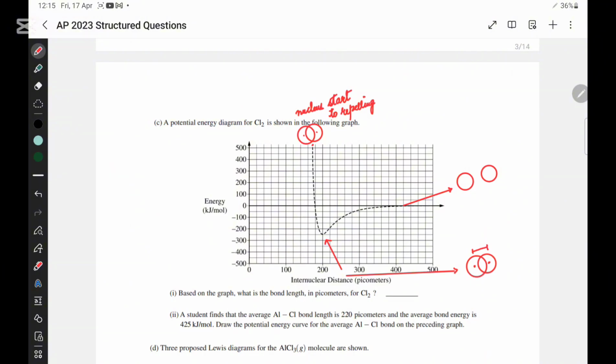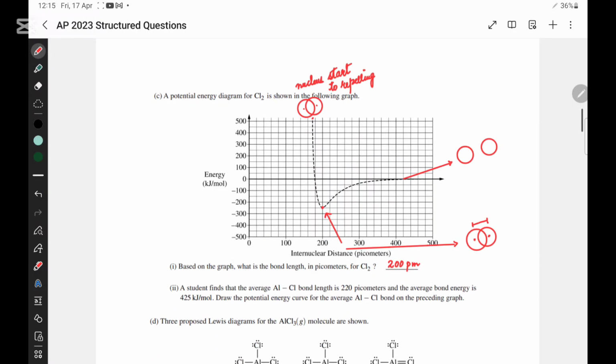Based on the graph, what is the bond length in picometer for Cl2? So the bond length is going to be at this point where the energy is minimum, where it has the proper internuclear distance. So that is going to be 200 picometer. Then a student finds the average AlCl bond length is 220 picometer. And the other thing is that the bond energy is 425 at this point.